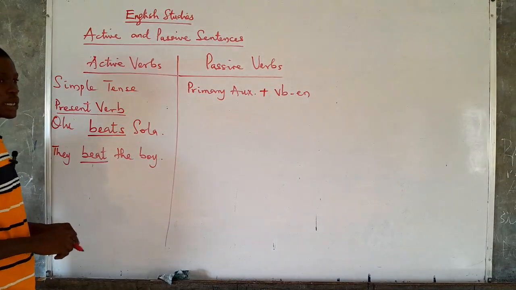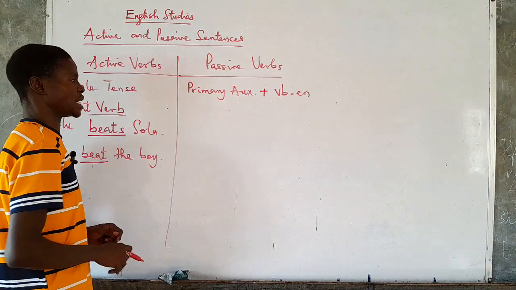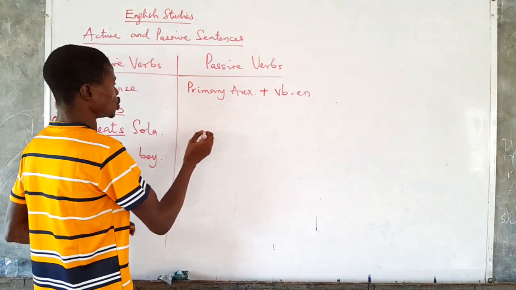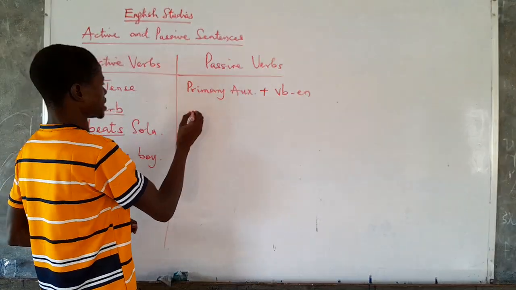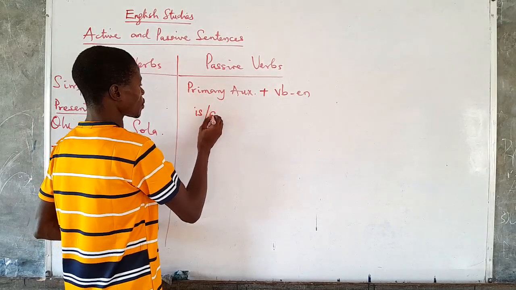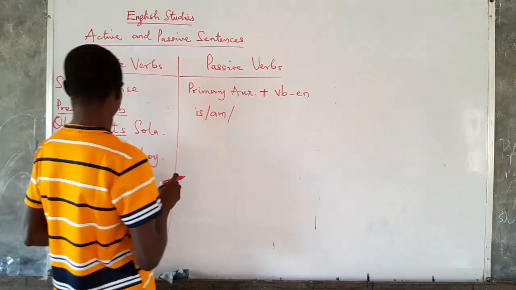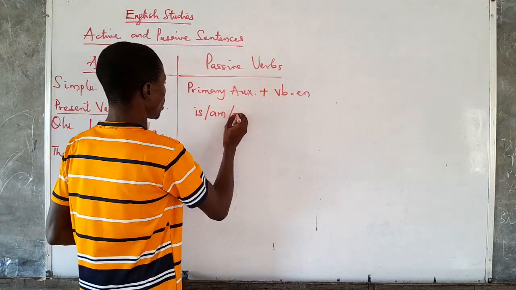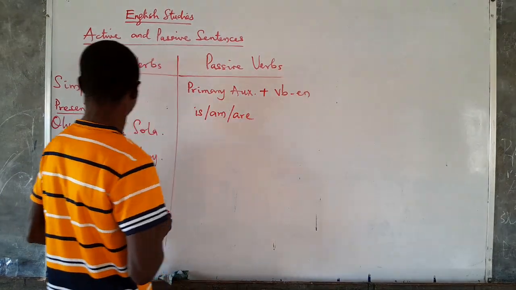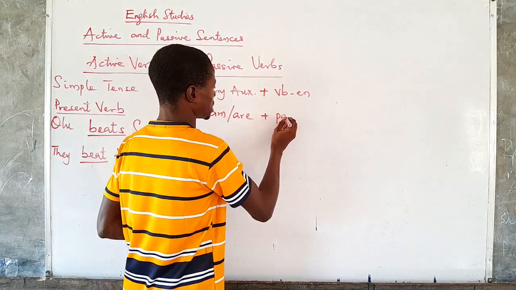Now let's start with the present. What are the present primary auxiliaries that we have? This is when we are now going to bring in, if it was to be present, you bring in either is or am or are plus past participle.